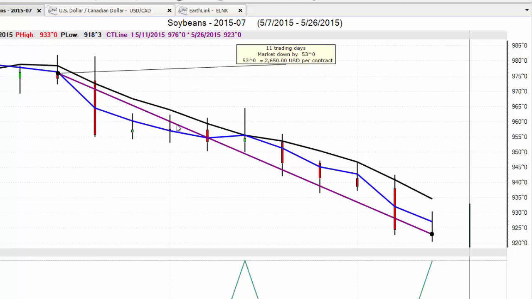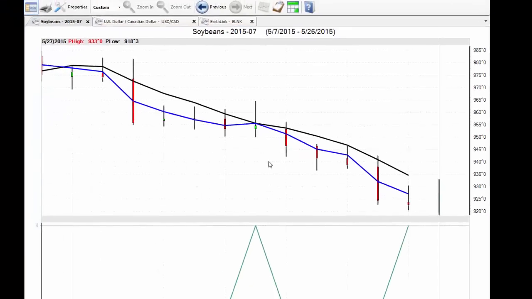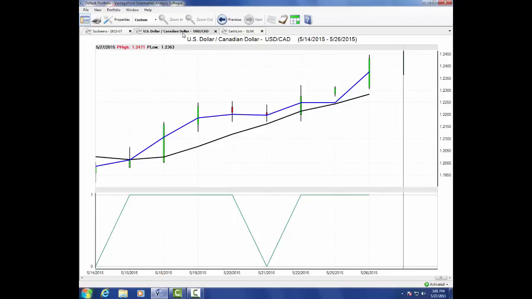So let's now talk about versatility again. There's soybeans. You just figured out how to read a chart in soybeans, right? Blue line below black, it's indicating a downtrend. If the blue line was above, it'd be indicating an uptrend, and the neural index is giving you weakness or strength. We're going to jump to the U.S. Canadian dollar pair. This is Forex, foreign exchange.